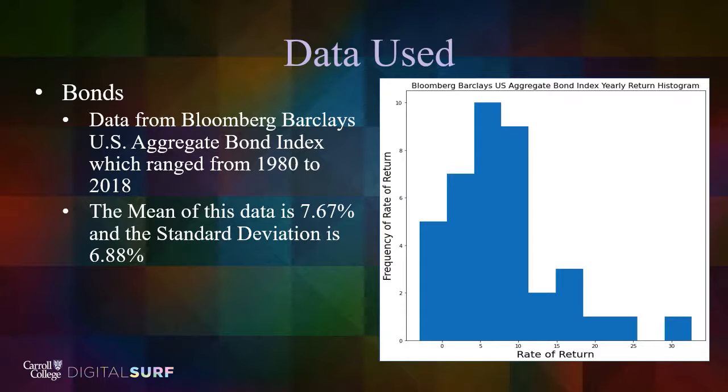Now we will move on to bonds, which are an investment class that is a portion of a corporation's or government's debt that is securitized as a tradable asset. To represent bonds in our study, we used data from the Bloomberg Barclays U.S. Aggregate Bond Index, which ranged from 1980 to 2018. As you can see in the histogram of the yearly rate of return, this data is also not normally distributed and it has a right skew, but we'll once again be making the simplifying assumption that it is normally distributed. The mean from this data is 7.67%, and the standard deviation is 6.88%.